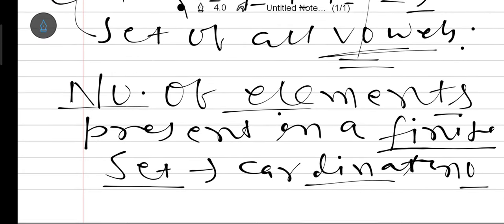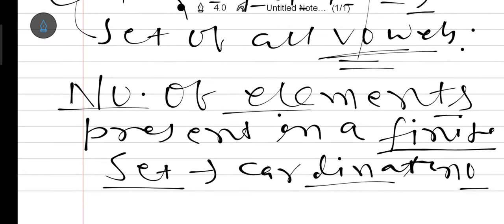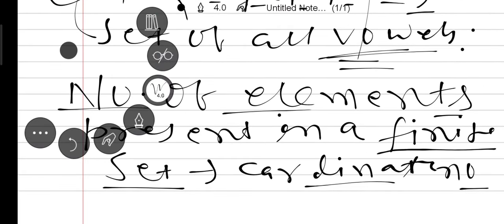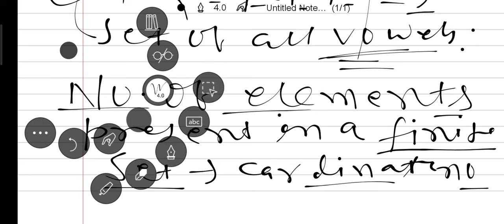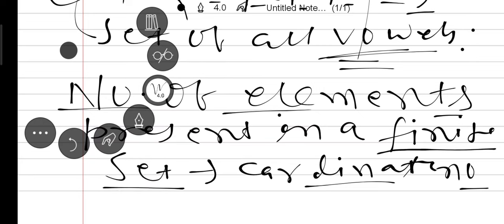Okay, gentlemen. So now we'll move ahead. We'll take up a new page. I think it is not available from here. So just erase it.